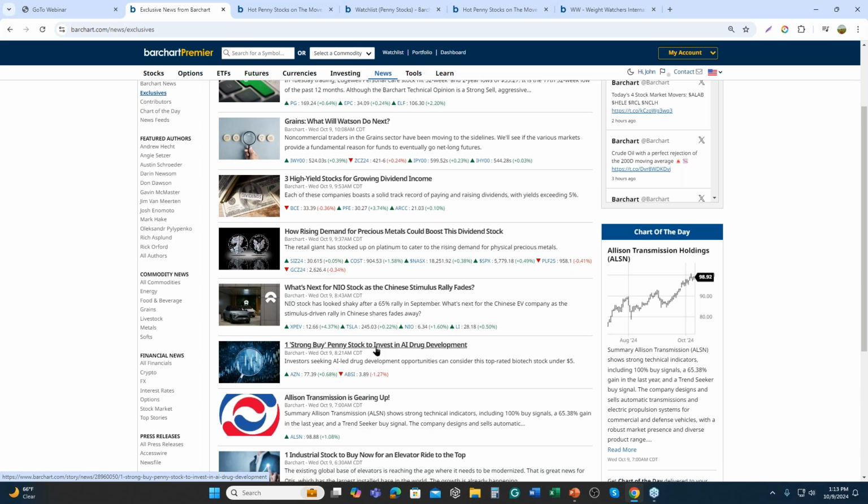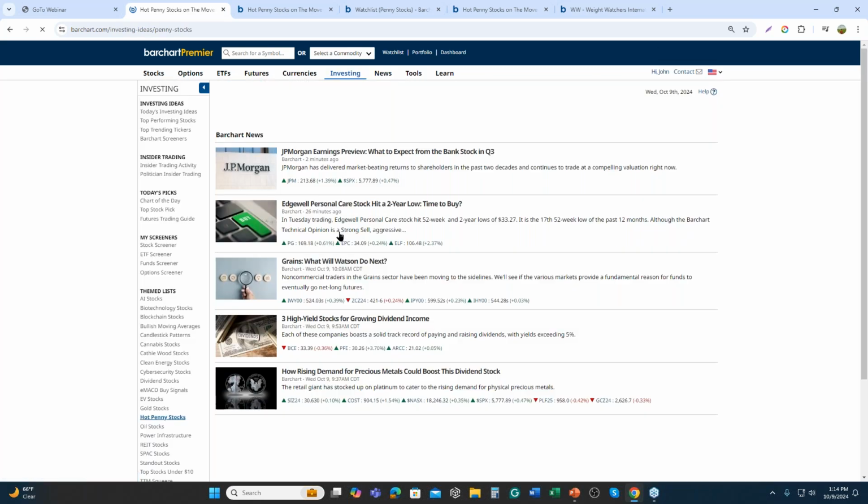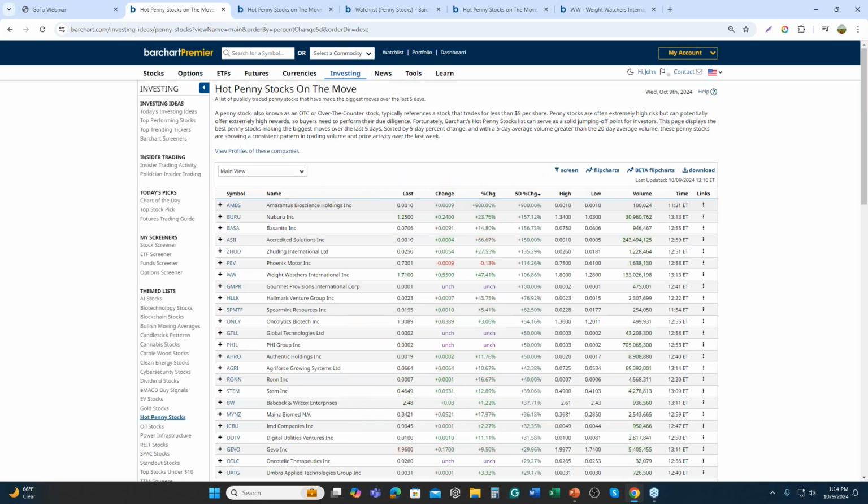Now, I think the best place, or a great jumping off point, is under the investment page. We have hot penny stocks. Can't be easier than that, right? In this one, we're going to gather those penny stocks that have the highest movement over the last 5 days and show an increase in the 5-day volume average as it relates to the 20-day volume average. So again, let's take this concept from the macro to the micro.